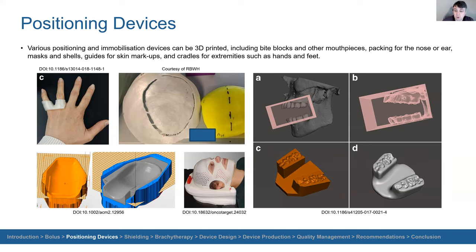Shown here are quite a few things: a sort of template used to facilitate skin markups with a pen or to reproduce markups that a doctor has produced, a holder for fingers to keep them sort of splayed probably, bite blocks, which were mentioned by Tomas, and just basically face masks that can be used for immobilization. 3D printing, I think, in some of these cases, is a really great technology and can certainly be competitive with commercial solutions for these.